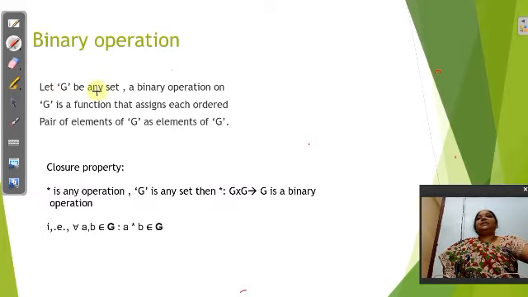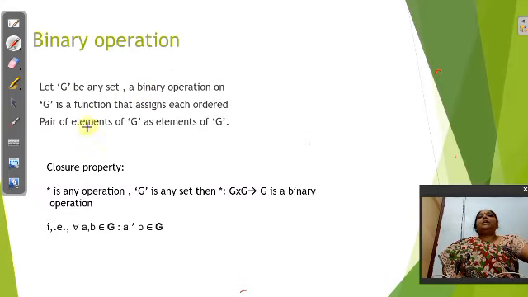It means let G be any set, G must be any non-empty set. If G is an empty set, we cannot do the operations on the elements. If it is empty, there are no elements, we can't do the operations. That's why G must be a non-empty set.